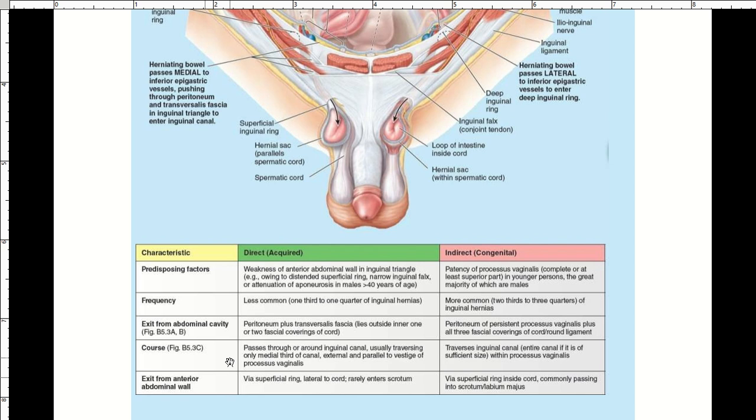Thank you so much, guys, for understanding this. It's very important to understand, lastly, that the difference between inguinal hernia and femoral hernia is that the inguinal hernia is above and medial to the pubic tubercle, while the femoral hernia is below and lateral, via the femoral canal. We are going to talk about it in the lower limb.